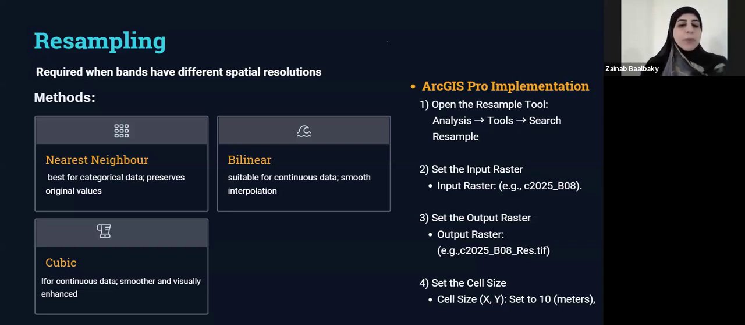In ArcGIS Pro, go to Data Management, Raster, then Resample. Open the Resample tool and set the input raster, the band you want to study, set the output raster, and set the cell size. You can set it to 10 meters, as the smallest band for example.